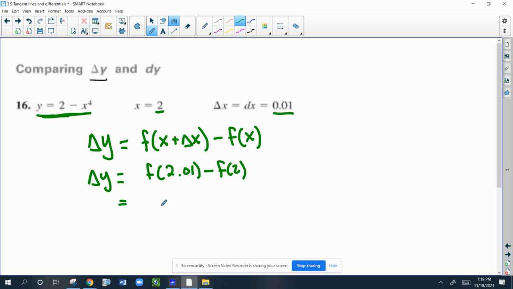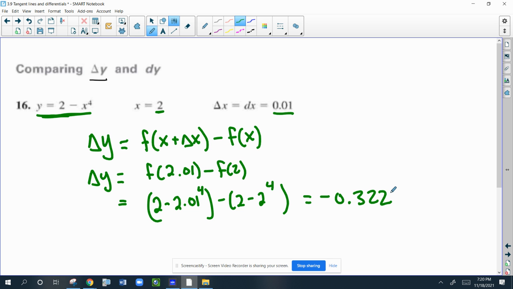You're going to get 2 minus 2.01 to the fourth. And from that, you're going to subtract 2 minus 2 to the fourth. And I did that already. I got negative 0.32240801. So that is meant to be done with a calculator.